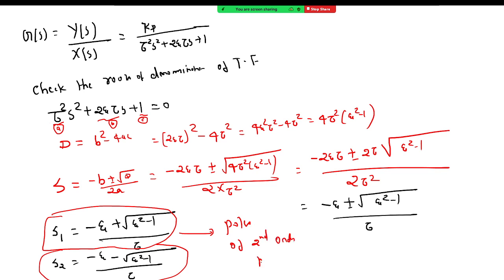of the second order process. Simply what I am doing here is you just take this denominator and calculate the roots of this denominator. This is a quadratic equation, and you will get two roots s1 and s2. Once you calculate these, we call them the poles of the second order transfer function, right?